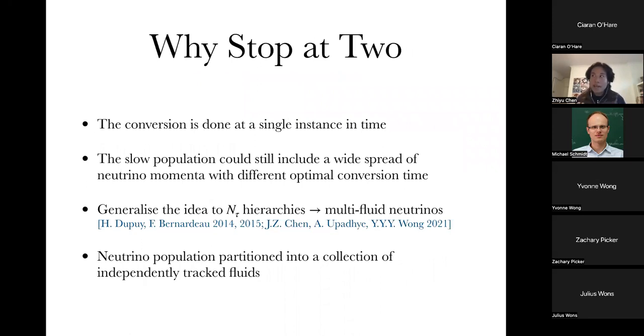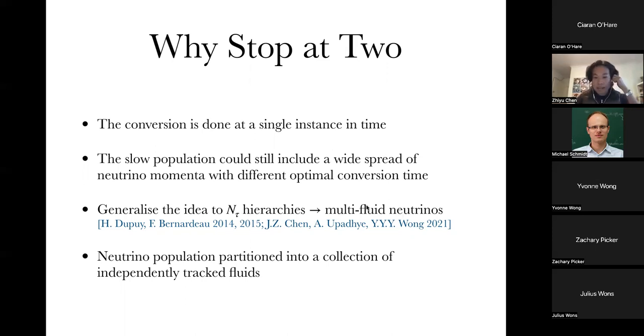Now we come to the question: why stop at 2? You're segregating the slow part, but the slow part still ranges over quite a large spread of neutrino momenta, and the optimal conversion timing depends on the momentum. If you make it some average, then some will complain it's too late and some will complain it's too early. If you break it down even finer into n different hierarchies, each with a narrower range of momentum, then you can convert these neutrinos into particles exactly when they need to be, and only convert exactly those which absolutely will be nonlinear.